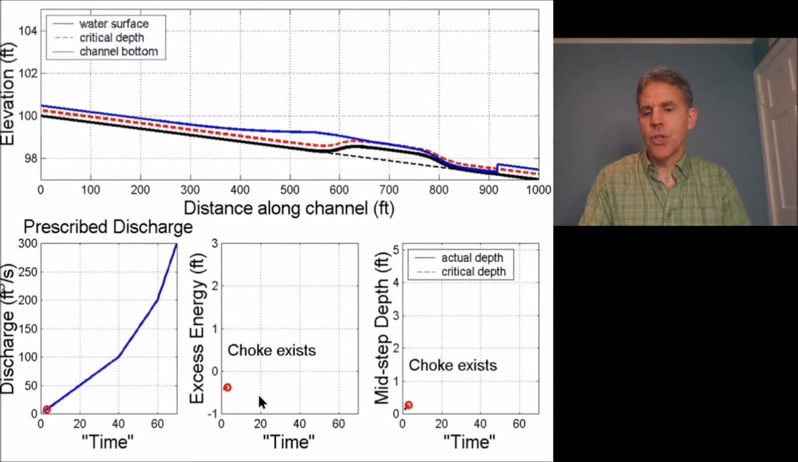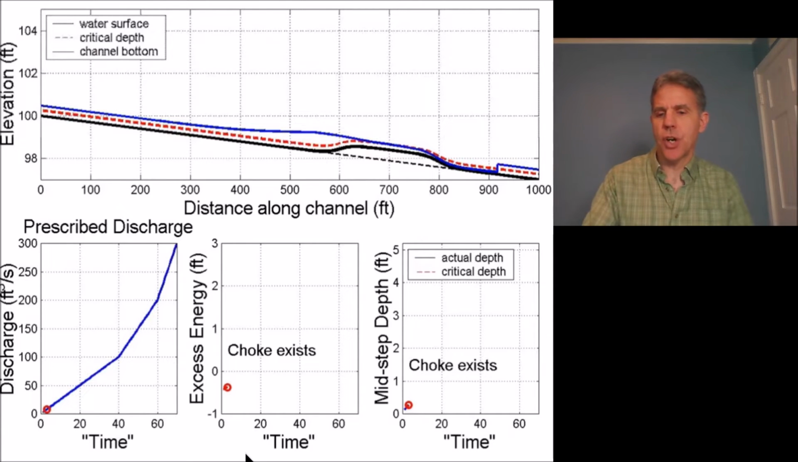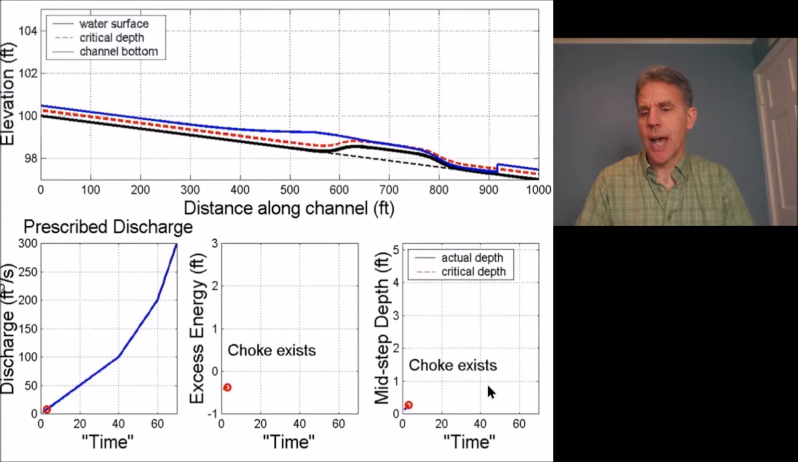The middle graph shows the excess energy. So if the excess energy is less than zero, then there's actually a dearth of energy, and therefore a choke exists. You'll see that this curve will trace upwards, and that with time, as the discharge increases, the choke will disappear. And then finally, this last graph will show the actual depth and critical depth at the midpoint of the step over the range of discharges considered. All right, with that, let's set this animation in motion, and I will stop it at several critical moments.